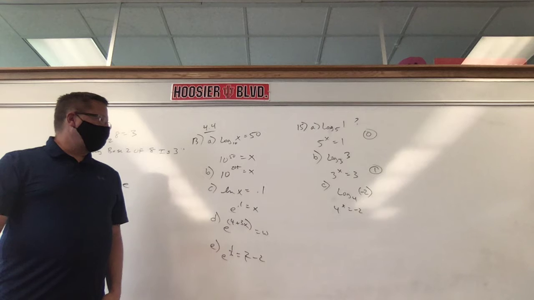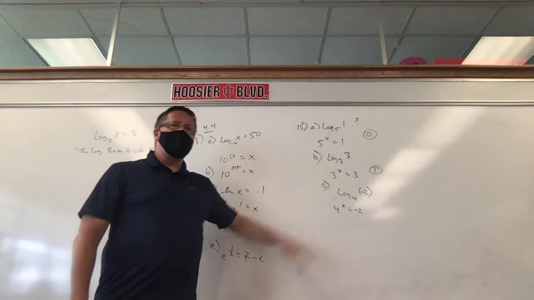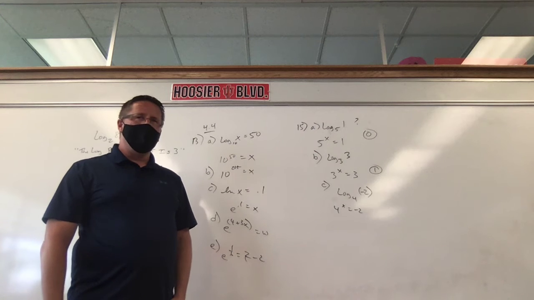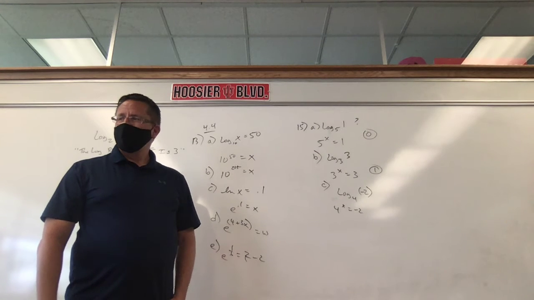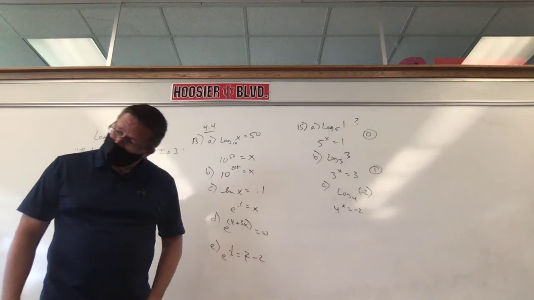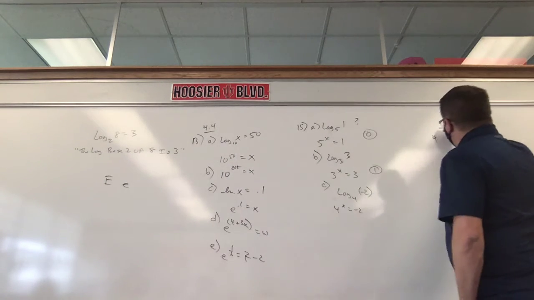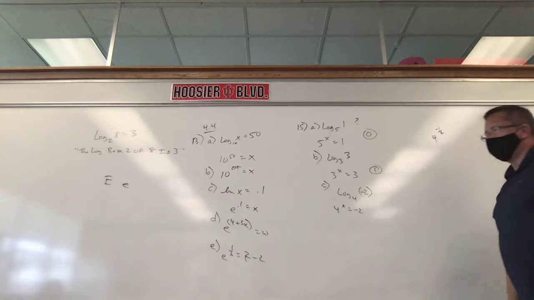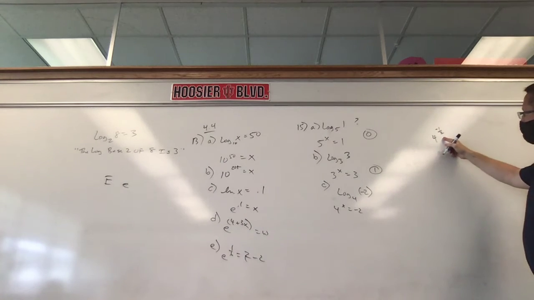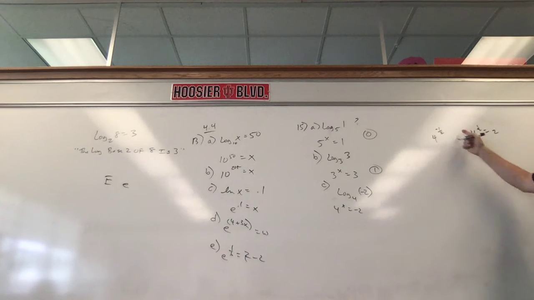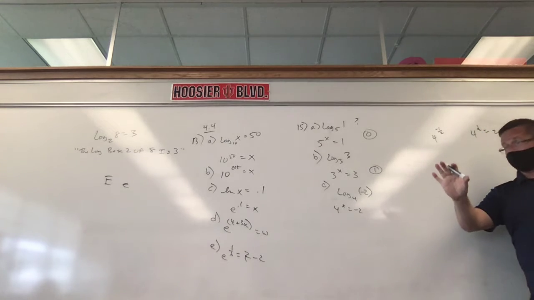Well, what can I raise 4 to? Now, if I gave you this right here, 4 to the x, what can I plug in for x and get negative 2? Negative what? Negative half? Well, that's a good guess. 4 to the negative half. Okay. Well, 4 to the positive half is 2, and be careful. It's not because half of 4 is 2, it's because 4 to the half power means the square root of 4, which is 2.